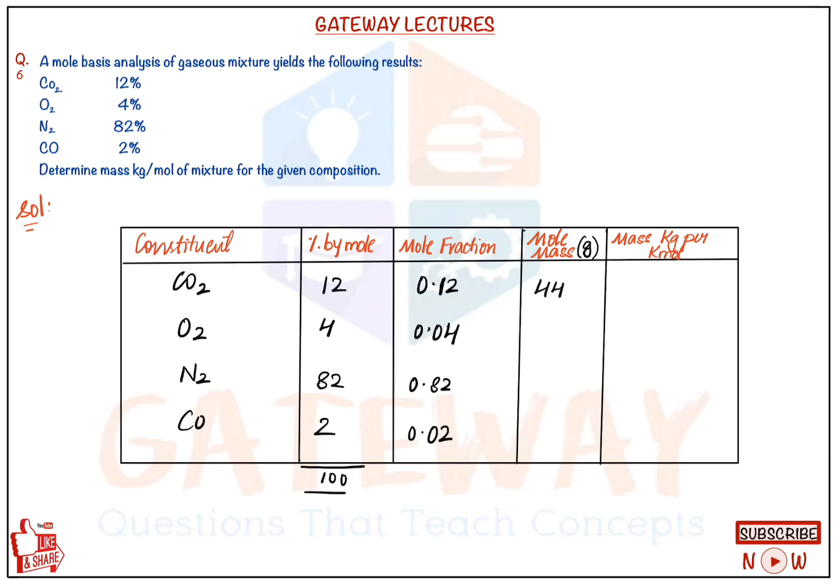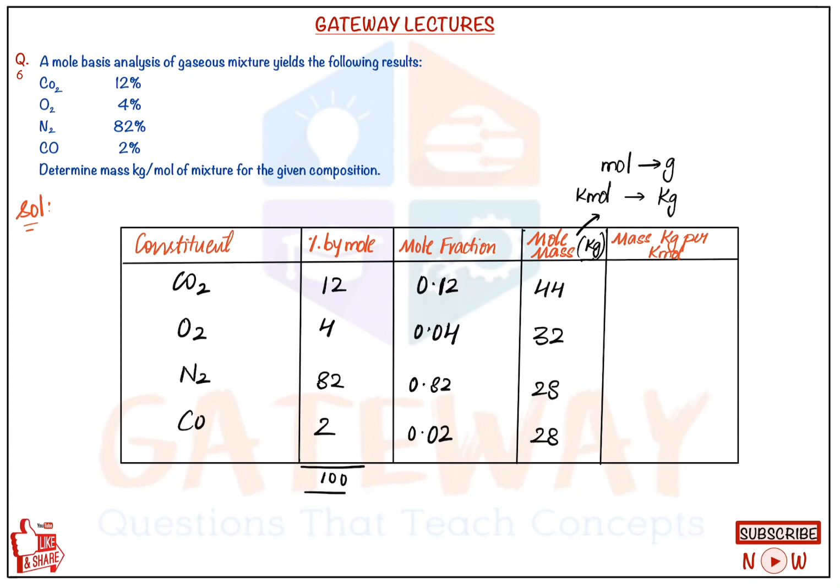If you consider per mole, it will be in grams. If you consider kilomole, it will be in kg. So let us consider kilomole here, since the question asks to calculate in kilomoles. So here it will be in kg. For 1 kilomole, it will be 44 kg of carbon dioxide, oxygen 32 kg, N2 will be 28, and CO will be 28.